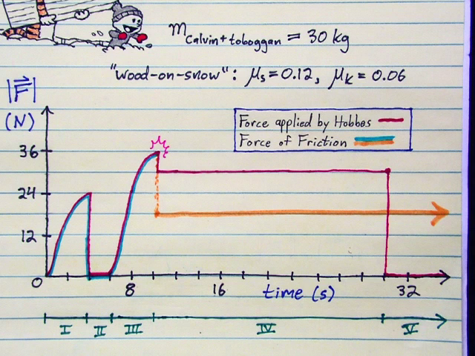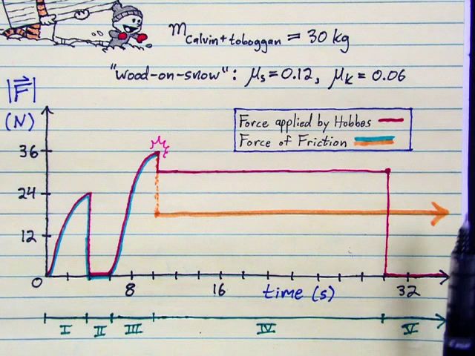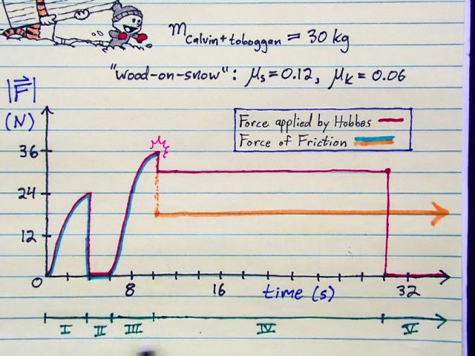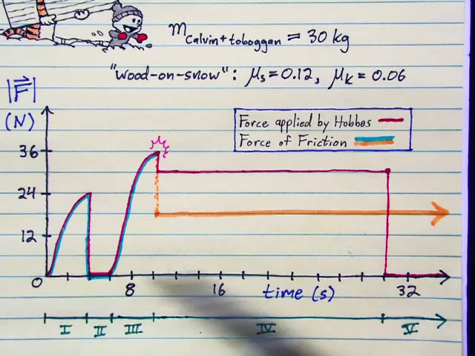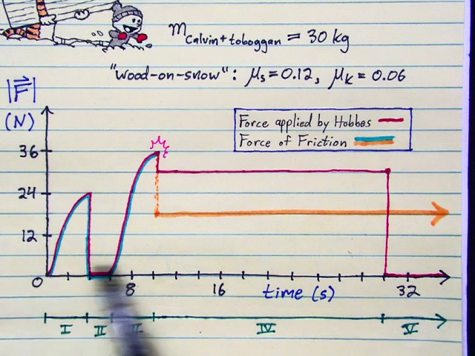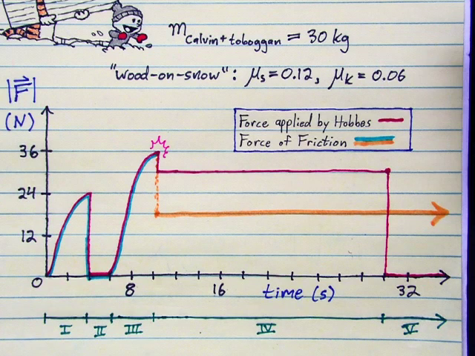So I would like you to first interpret what's going on in this scenario here. For each of these time periods, 1, 2, 3, 4, and 5, can you look at this graph and interpret what is happening? How is Hobbes pushing? How is Calvin moving? If he's moving, when does he start? When does he stop? Can you sort of tell the tale of what's going on based on the graph? Interpret the graph for us. Pause the video now and come up with a story for each of these 5 stages.